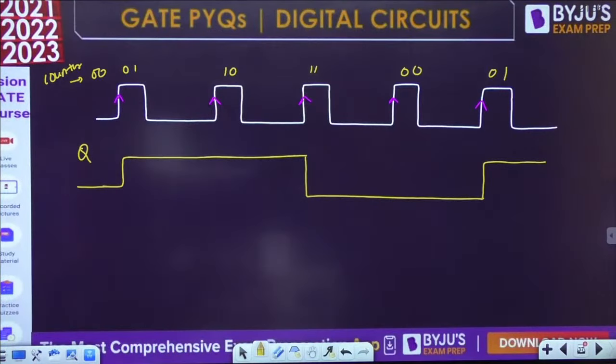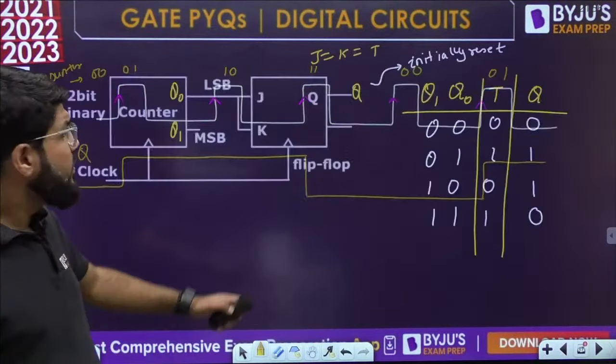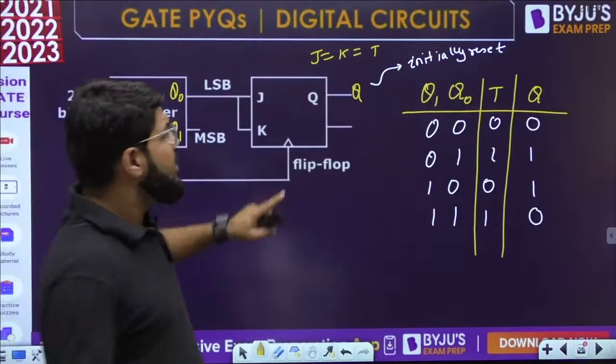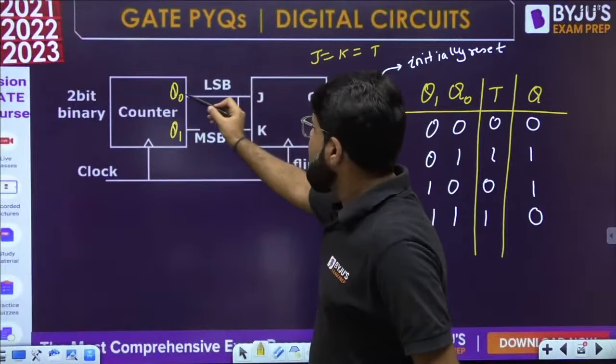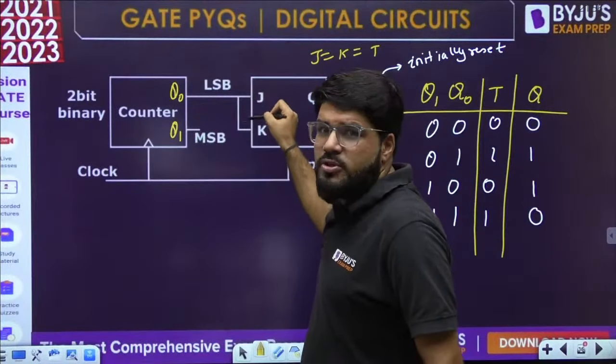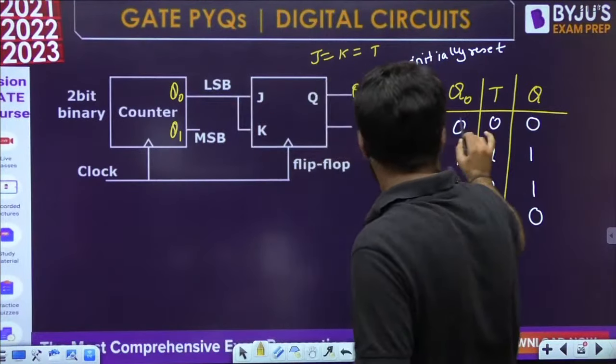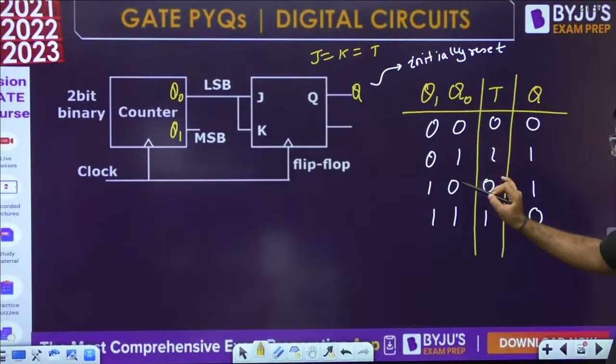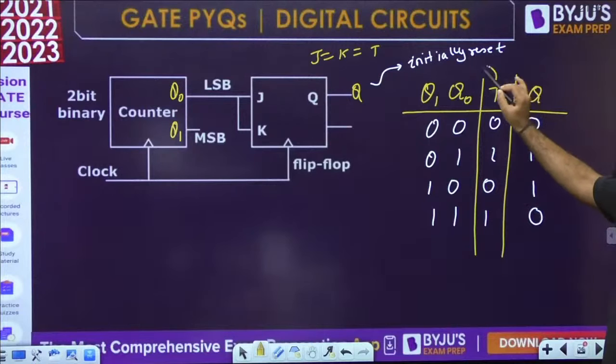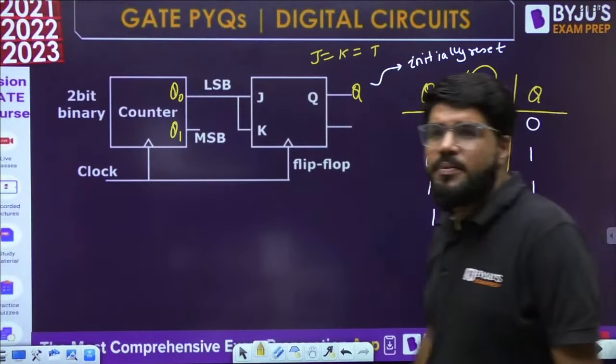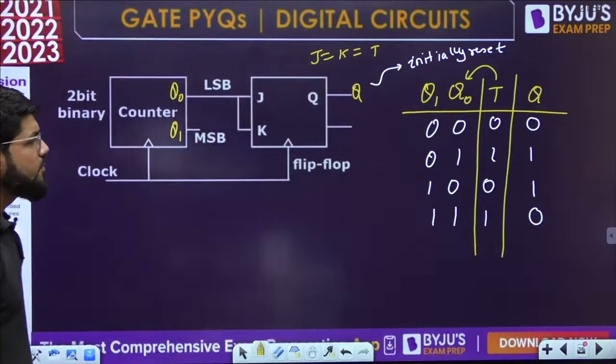Okay, T is not 0101, T is what? It is connected to the LSB. J and K are common, so it is supposed to be T. Whatever is Q naught, that is copied here. 0, 1, 0, 1. So 0, 1, 0, 1. From here it is, okay?